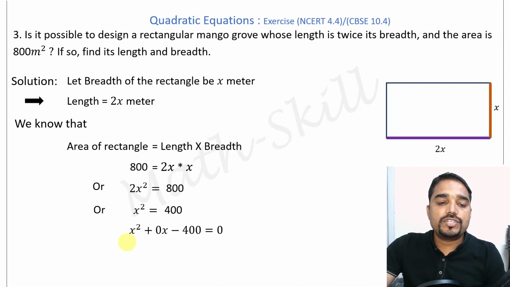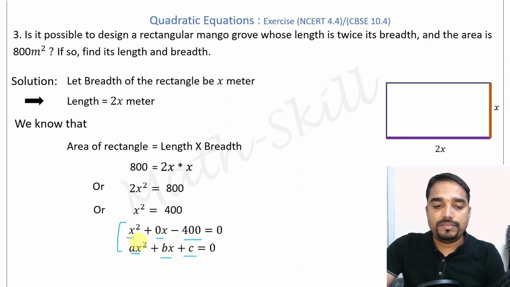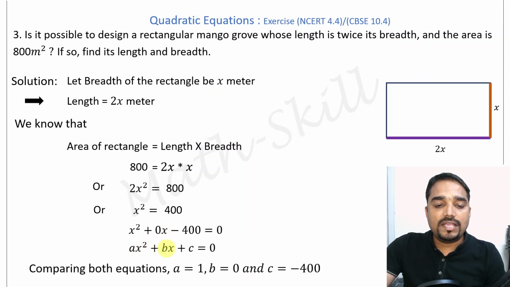Now comparing this equation with the standard form of a quadratic equation, that is ax square plus bx plus c equals 0, we see that both equations look similar, that is, both contain the first term as an x square term, second term as an x term, and third term as a constant term. On comparing the coefficients of x square and x, we see that a is equal to 1, b is equal to 0, and c is equal to minus 400. That is, a is equal to 1, b is equal to 0 and c is equal to minus 400 is what we have got here.